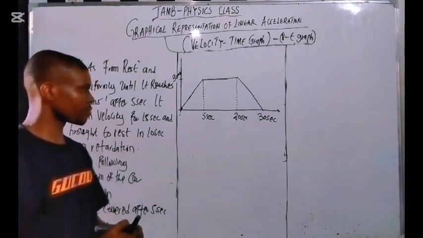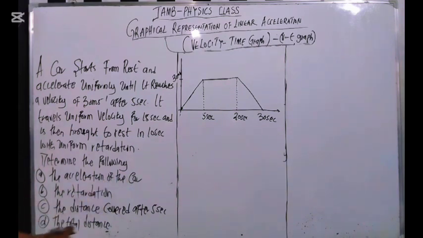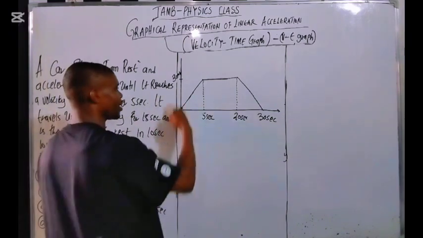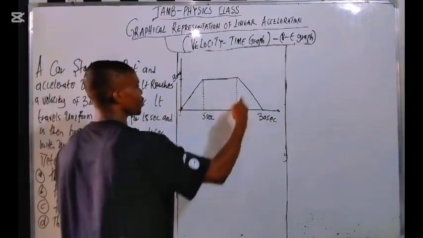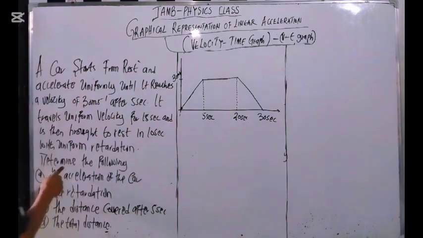Hope you understand. So now let's start calculating the following. The acceleration of the car. Of course, my first part is my acceleration, here is my constant velocity, and here is my retardation. Do you understand? So now let's calculate the acceleration.